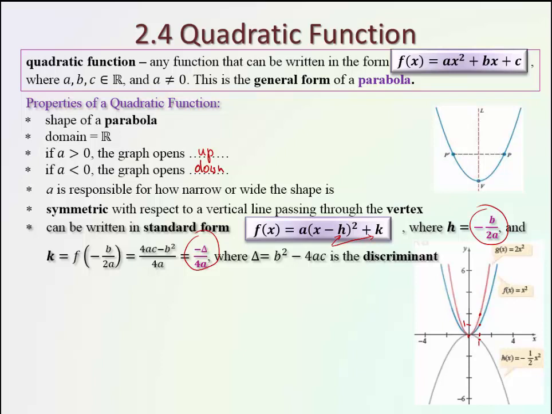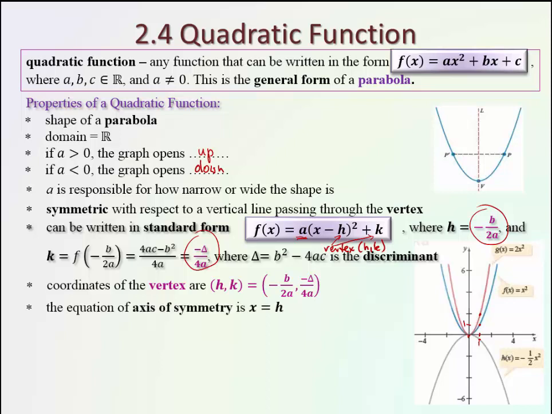This is a very useful form for graphing parabolas, since as soon as we know the vertex h, k and we know the leading coefficient a, then we can already graph the shape. So let's state that the vertex has coordinates negative b over 2a and negative delta over 4a, where delta is our discriminant b squared minus 4ac.